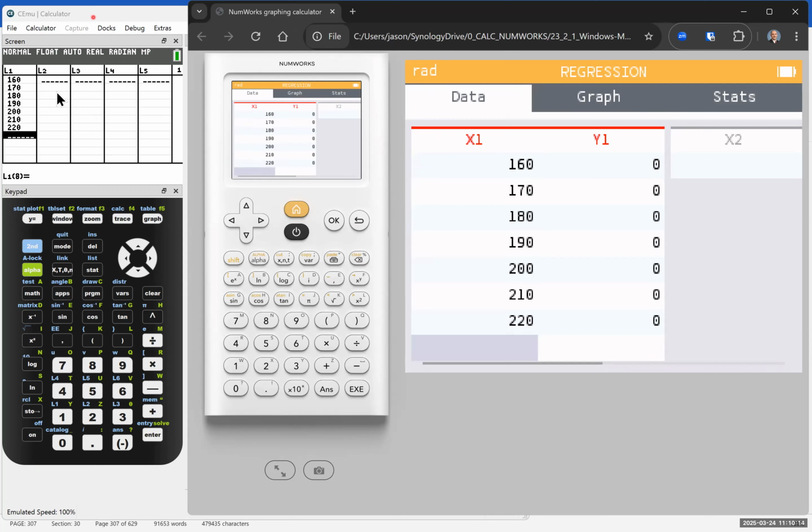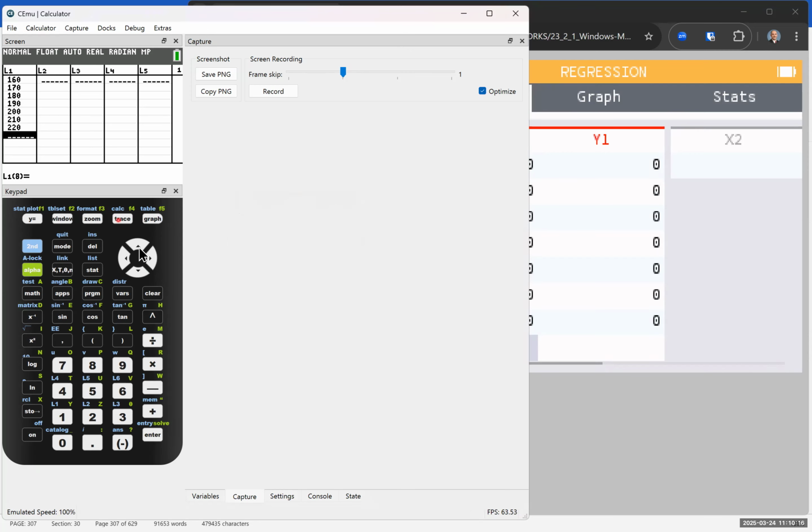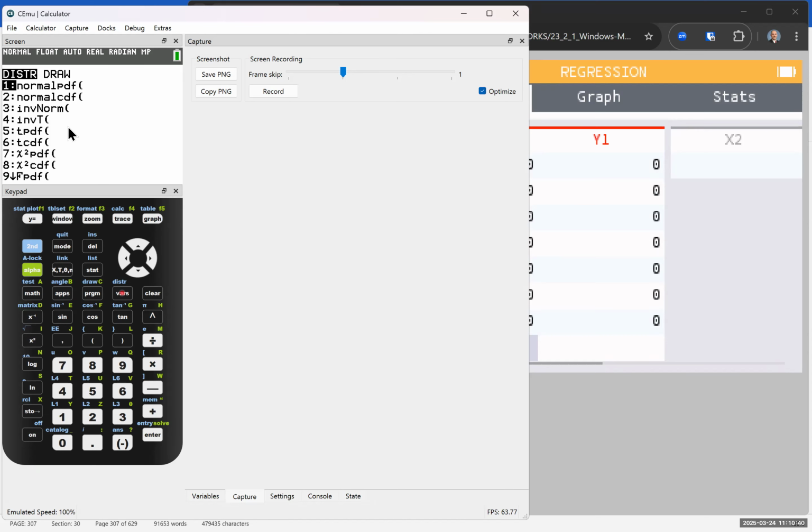So list 2 is where we want to put our y values that are related to these x values that we put in list one. And so here we want to use the normal PDF function. So I hope this works. So to get to the normal PDF function, again, it's in the distribution menu, distribution options. So let's do second vars, and I'll put normal PDF.